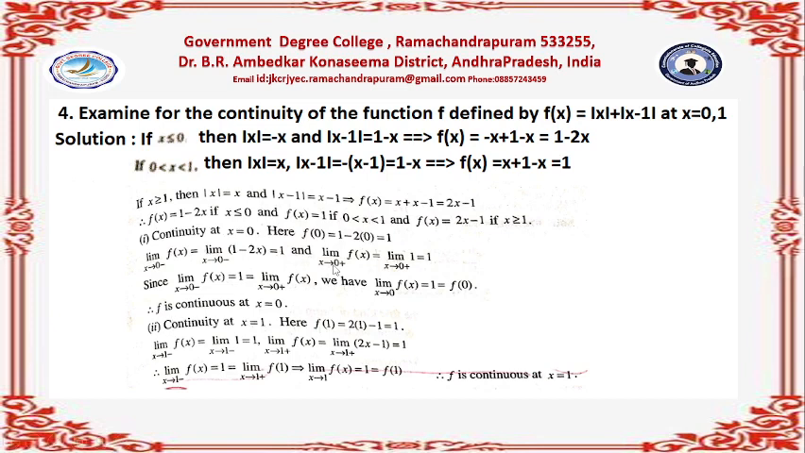Similarly, what is the right hand limit at 0? For right hand limit at 0, we have to consider f of x is equal to 1. So this becomes limit 1 as x tends to 0 plus equal to 1. Similarly limit as x tends to 0 of f of x is equal to 1. So the left hand limit is 1, the right hand side limit is also 1, and value of the function at 0 is also equal to 1. All the three are coinciding. Therefore f is continuous at x is equal to 0.